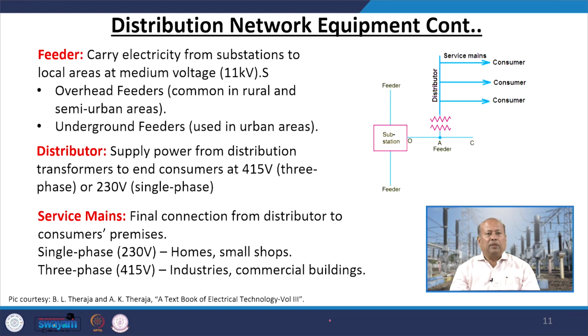Now, distribution equipment also covers feeders, which carry electricity from the substation to local areas at medium voltage, 11 kV. They are overhead feeders and underground feeders, whereas distributors supply power from distribution transformers to end consumers at 415 volt or 230 volt single phase. Service means the final connection from the distributor to consumer premises. They are of two different types, single phase and three phase. Single phase 230 volts is for homes and small shops. However, three phase supply is for industrial as well as commercial buildings.